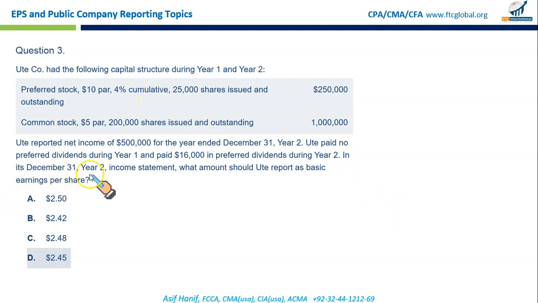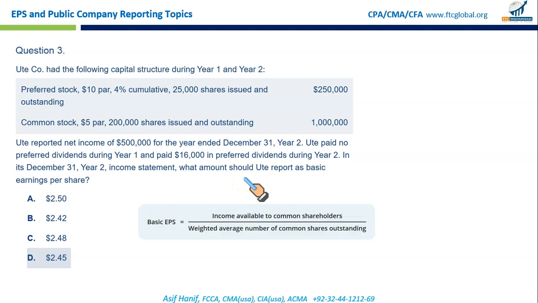In its December 31st, year 2 income statement, what amount should UTE report as basic earning per share? This is the formula we use for calculating basic earning per share. Income available to common shareholders divided by the weighted average number of common shares outstanding. Basically, there is no change in number of shares. So in the denominator, we have no problem. It's going to be 200,000 shares. The issue is with income available to common shareholders.